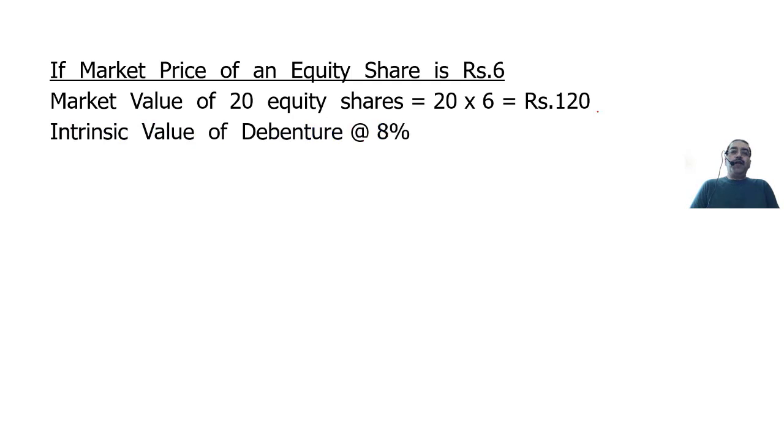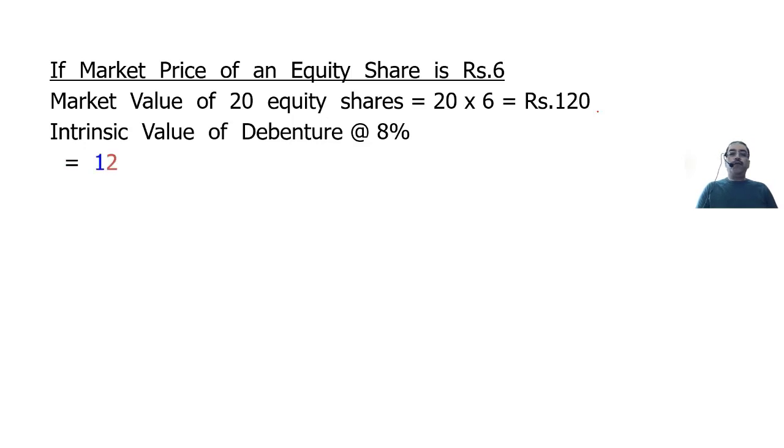Intrinsic value of debenture at 8%. How to calculate? Rate of interest into annuity factor. That is the amount of interest into annuity factor. Because the amount of interest is going to be earned every year and the amount is going to remain the same. So every year if I'm receiving the same amount, it is a case of annuity. Plus at the time of redemption, I'm getting the redemption value. What is the redemption value? Redemption value is the face value. What is the face value? 100 rupees.